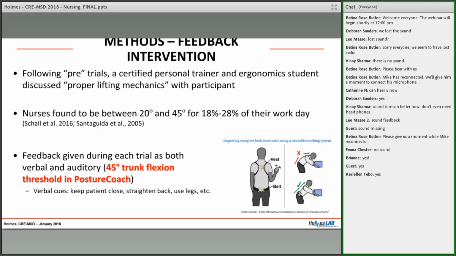And then, like I said, the research assistant also provided verbal cues, things like keeping the patient close, straightening the back, using their legs, and the typical cues that we would often see in many back prevention programs.